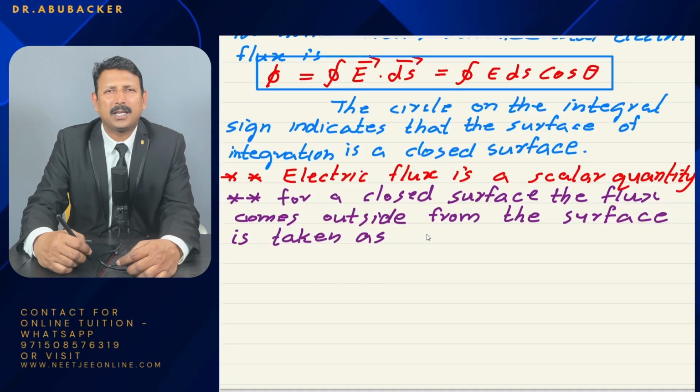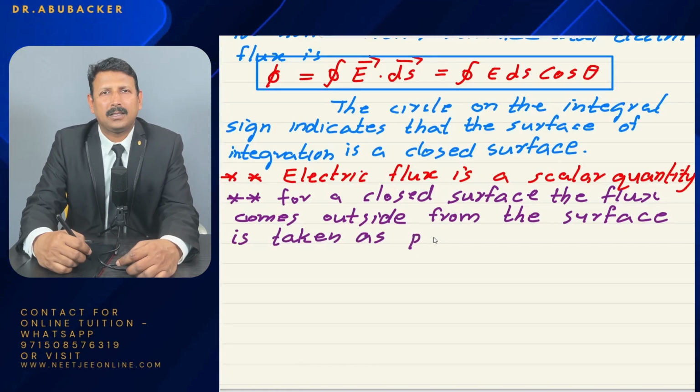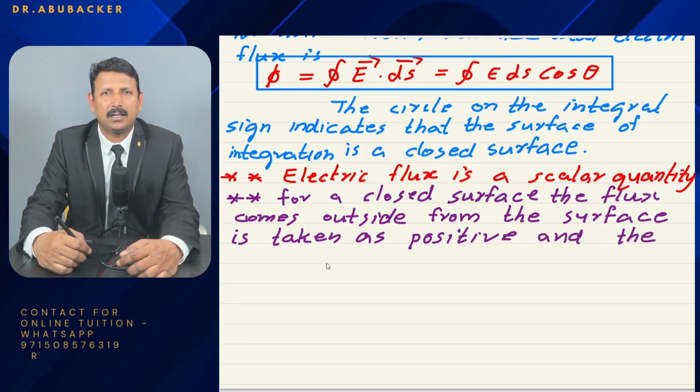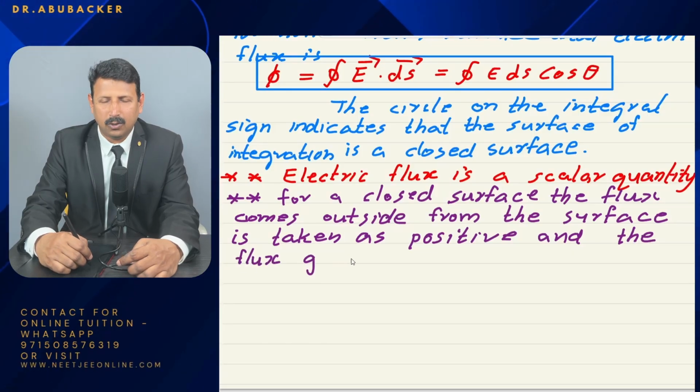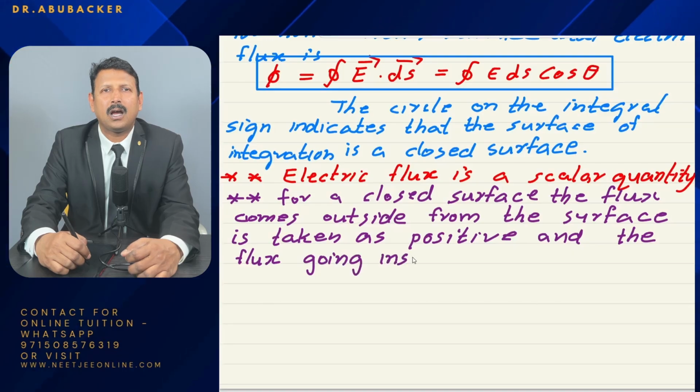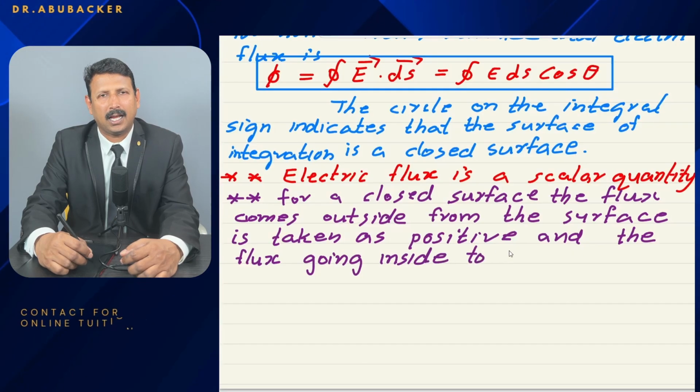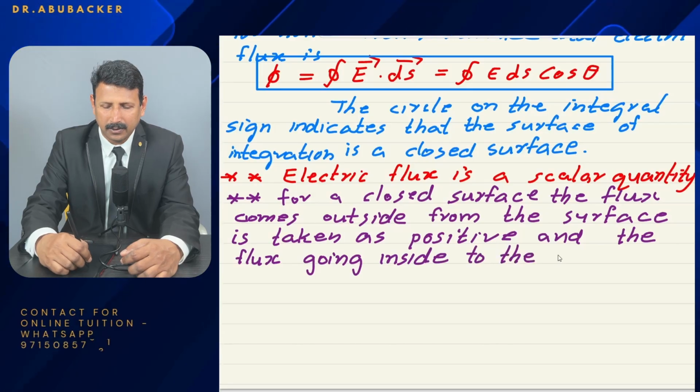So overall the topic is easy, right? This is the base of this area, after which we will go to the next level, that is Gauss's theorem, which is also used to calculate the flux. Okay, so for a closed surface, the flux is taken as positive or negative.